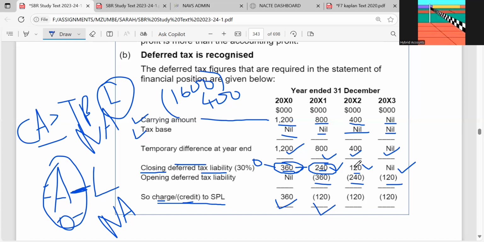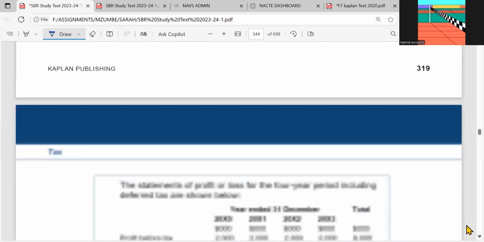And here we have 120, but previously we had 240. So the liability has also fallen by 120, so we have another income. And lastly, we have nothing here on liability, but initially we had 120. So we say we claim again. So we have these charges to the statement of profit or loss, right?